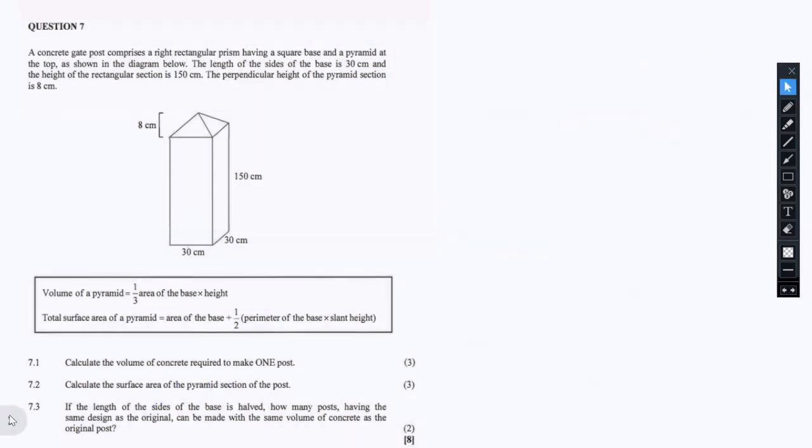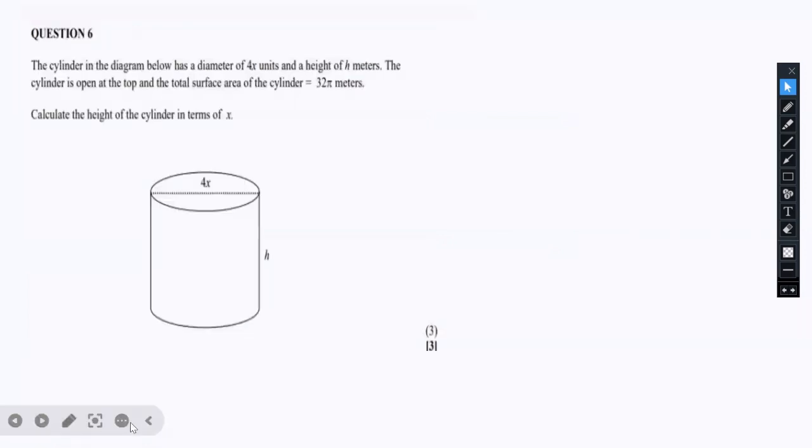Okay, let's now proceed. We have question 6. It says the cylinder in the diagram below has a diameter of 4x units and a height of h meters. The cylinder is open at the top. Note that. The cylinder is what? Open at the top. And the total surface area of the cylinder is 32 pi meters. Calculate height h of the cylinder in terms of x.